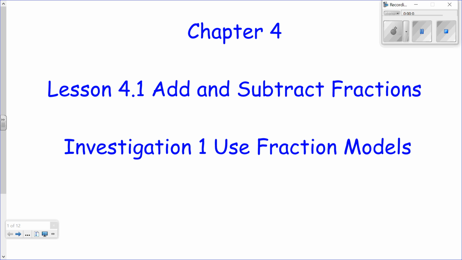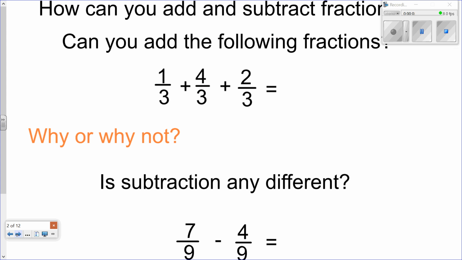Going to learn how to add and subtract fractions. How can you add and subtract fractions? Look at the following. Can you add and subtract these fractions? Why or why not? The answer for this would be yes, because you have a common denominator. The denominator for all three fractions is 3.